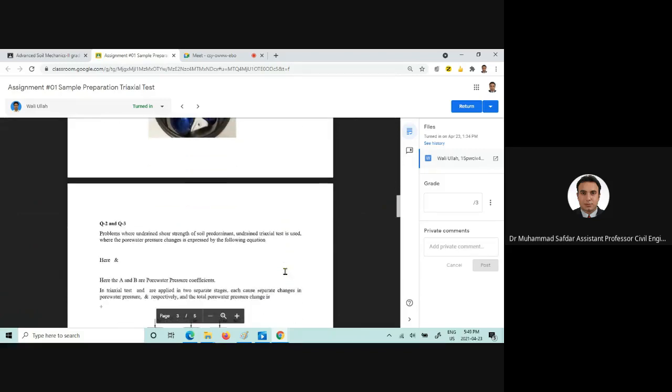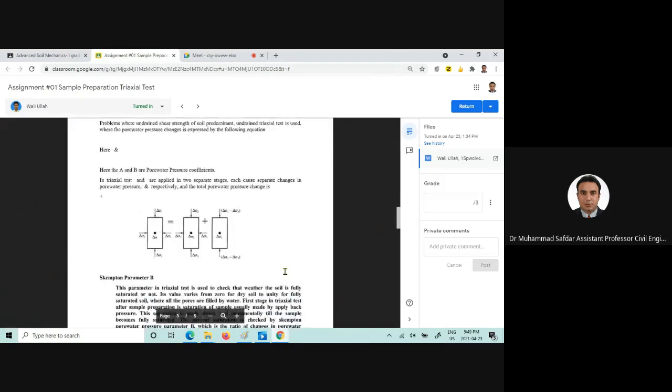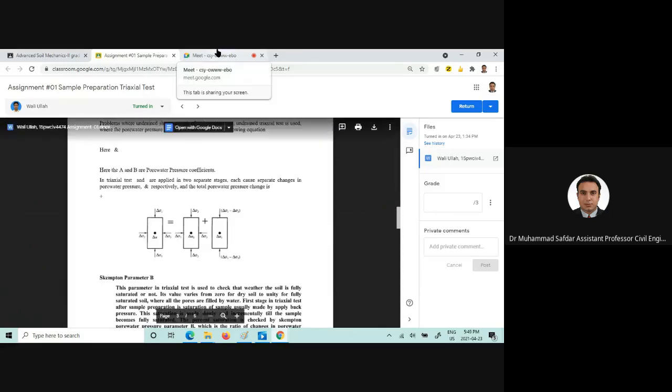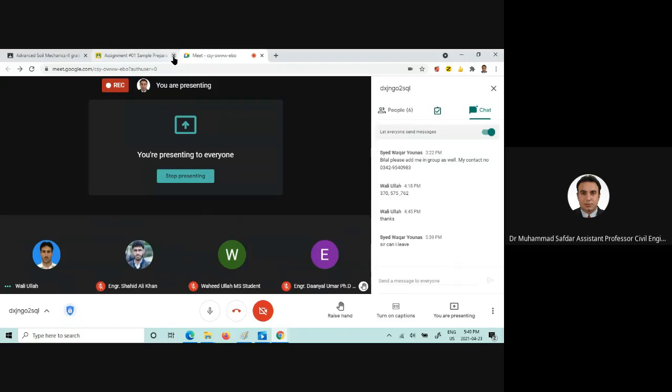So these are the areas which we can definitely work on in the triaxial apparatus. So thank you very much for taking very good interest in this topic, and thank you. If you have any other question, you can ask. I'm here. Regarding the previous lecture, regarding this lecture, you can ask.